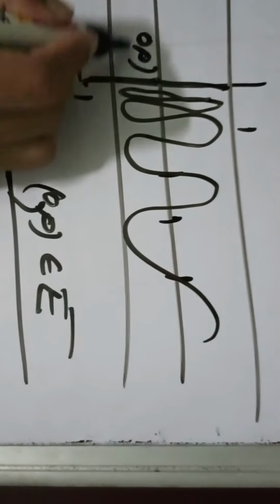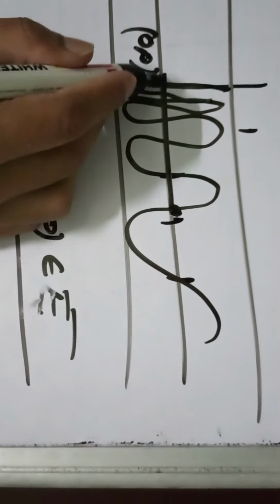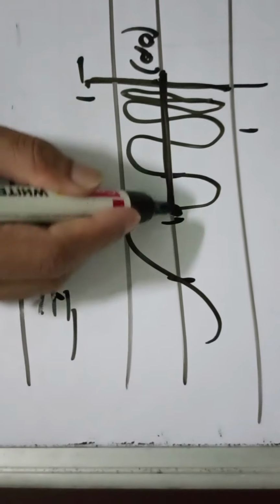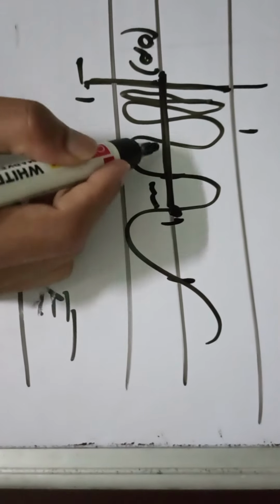Take (0, 0) in E bar, and take another point on the curve. Can you join these two points by a continuous path? Never, because if you join them by a continuous path, then this point is not in the set.